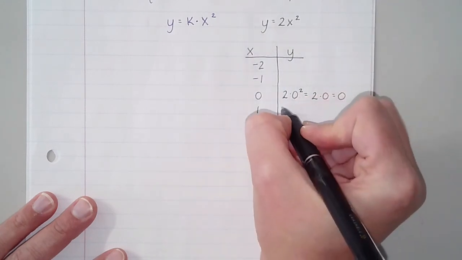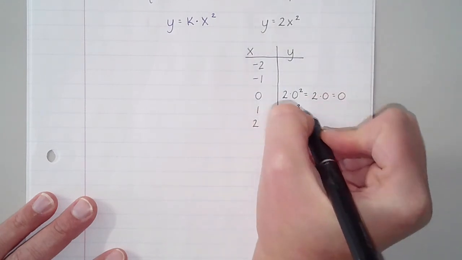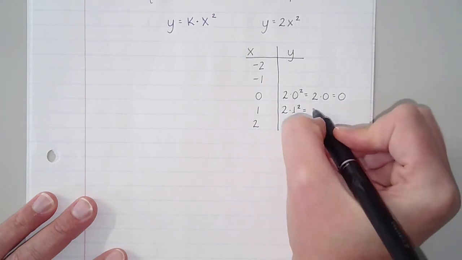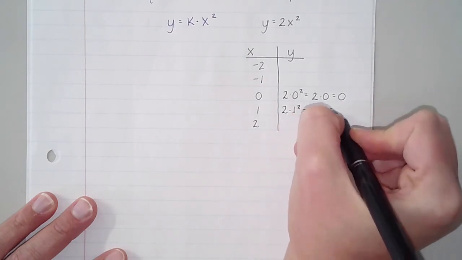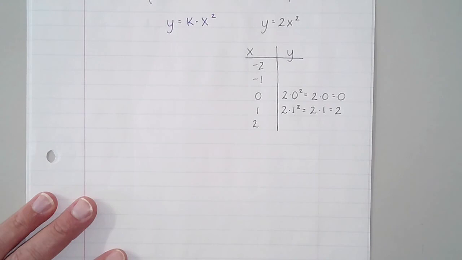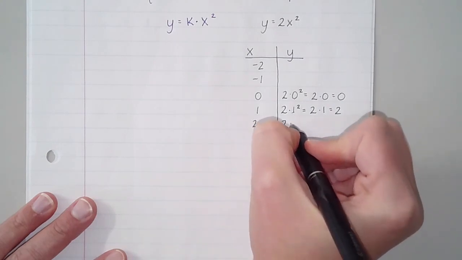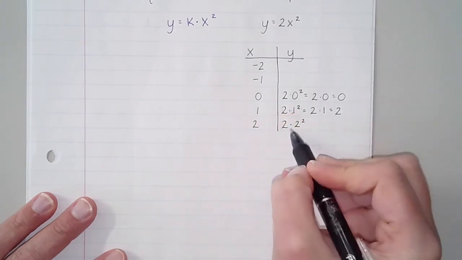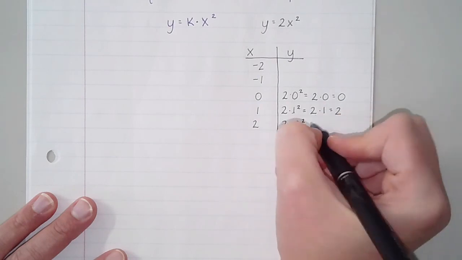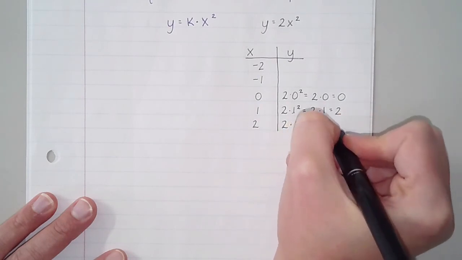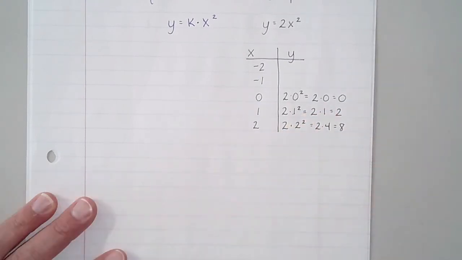So when I go to do 1, that's 2 times 1 squared. Remember, I square the 1 first. 1 squared is 1, so 2 times 1 is 2. Plug in the 2, 2 times 2 squared. Well, this 2 squared would be a 4, so this is really 2 times 4, which is 8.